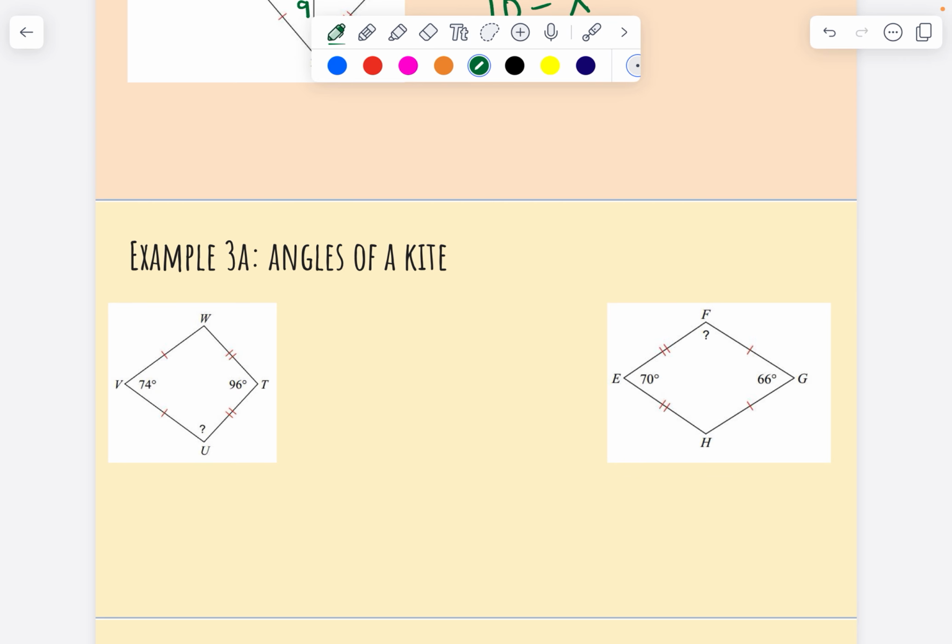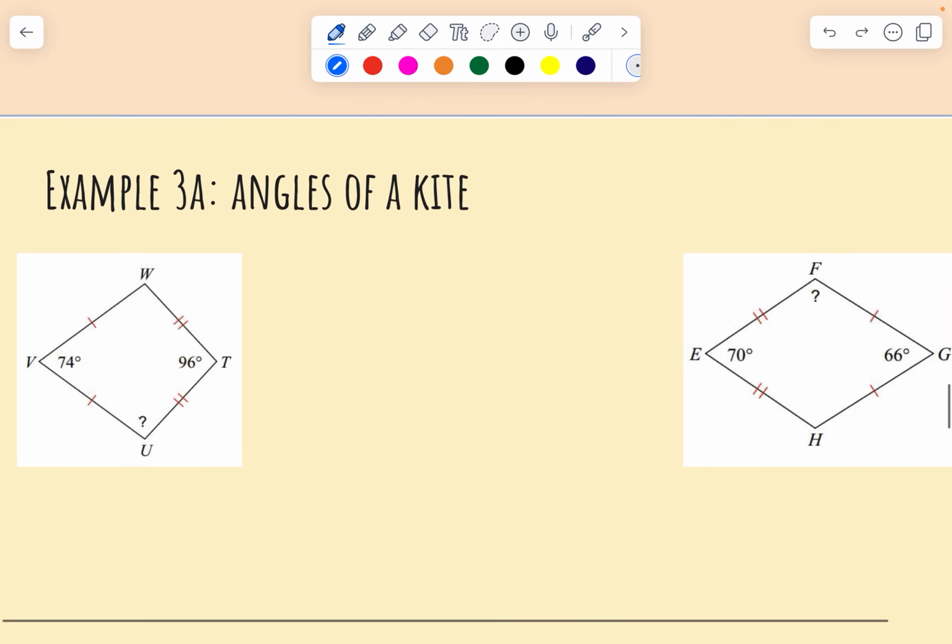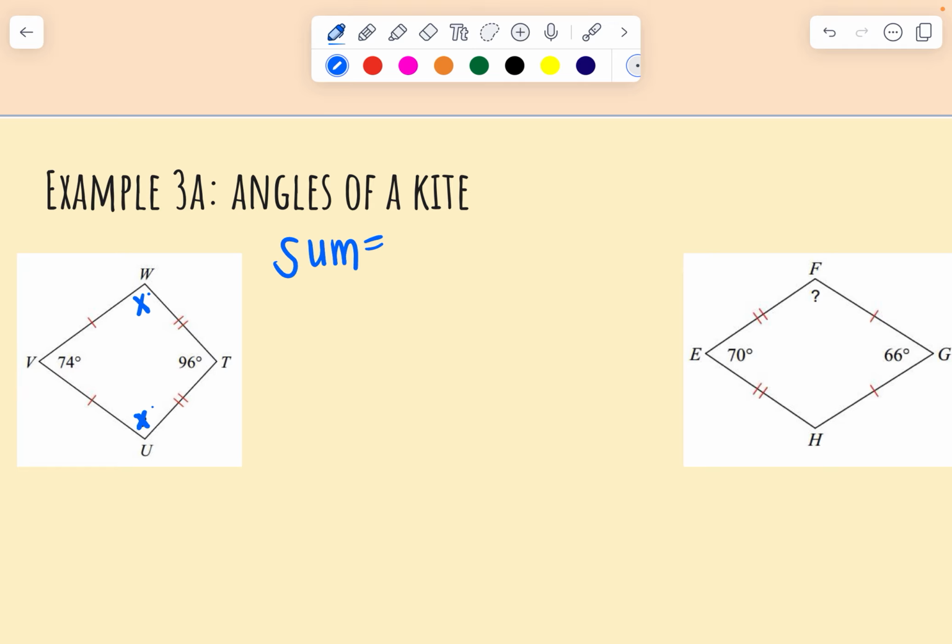So again, we know that the non-vertex angles are congruent, which means W and U are both congruent, or are the same measure. They're asking me to find U here. I'm going to make that an X. We're going to call W X as well because they're the same thing. Now this is a four-sided figure. This is a quadrilateral, which means all the angles together is 360 degrees.